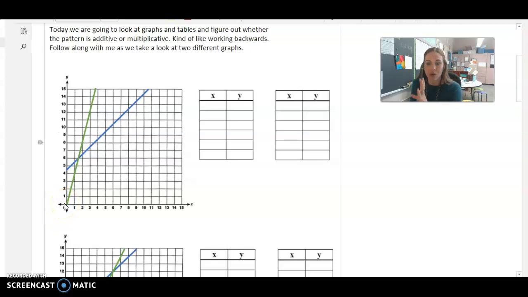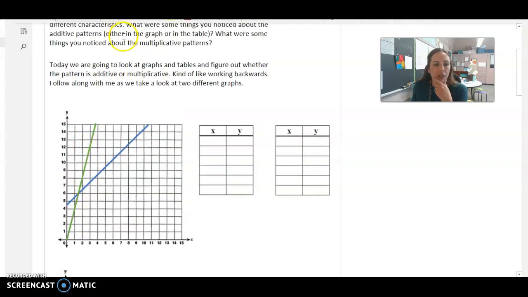Okay, so today, instead of giving you a rule and you create a line, we're going to have lines and we're going to create a rule to help us figure out what kind of pattern it is, if it's additive or multiplicative. So the first thing we would do is take a look at our line. So we're going to first look at the green line here.